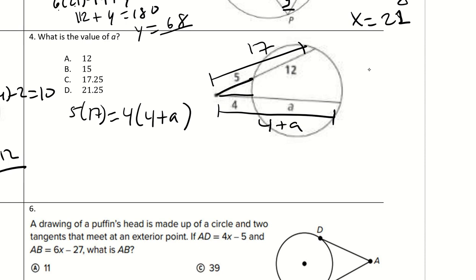4 plus A. Distribute. 5 times 17 is 85. 4 times 4 is 16. 4 times A is 4A. Solve.